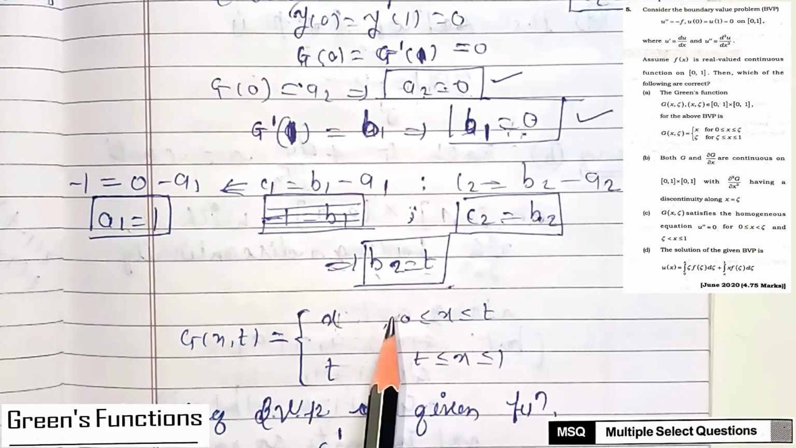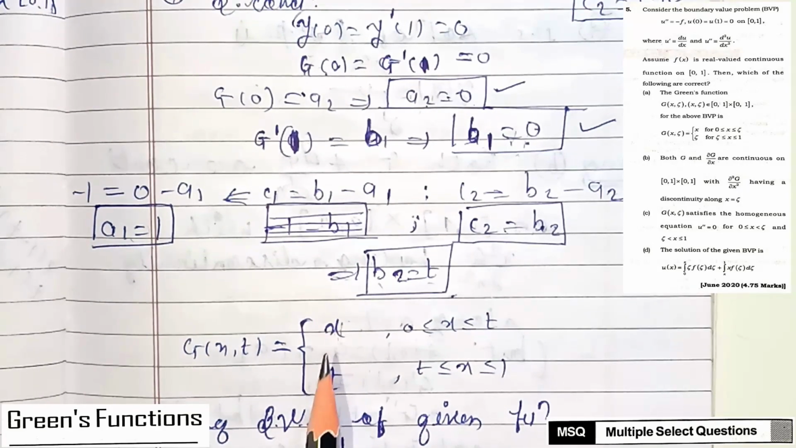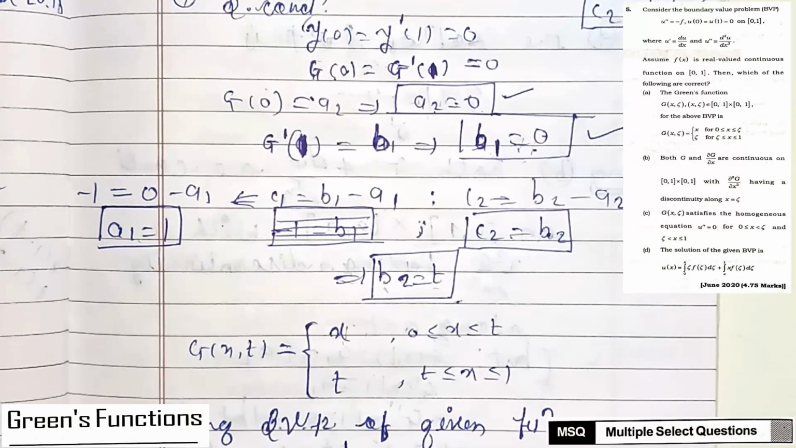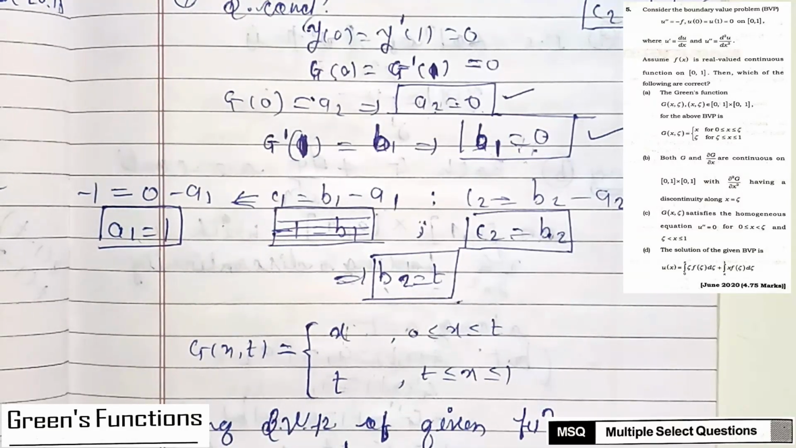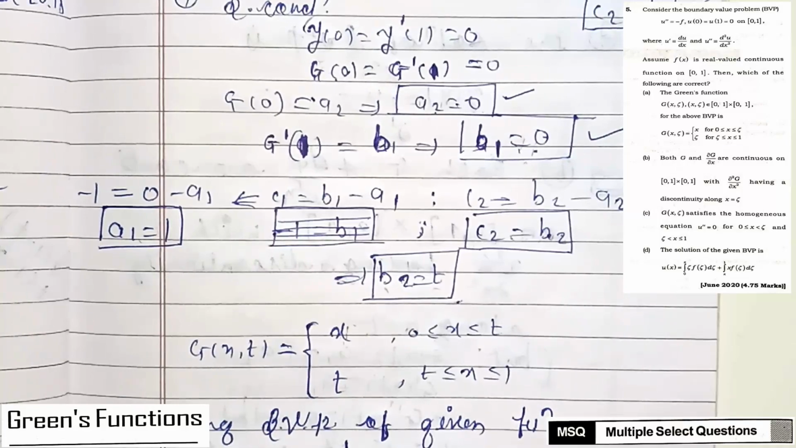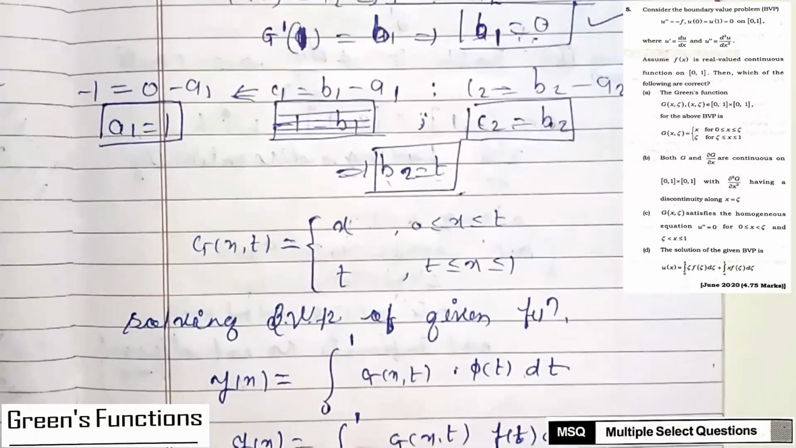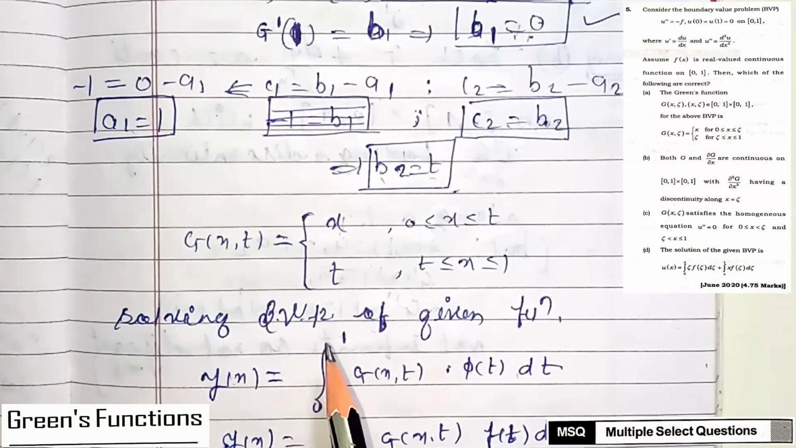I got this here. So it is quite easy, nothing more difficult, we just have to find out the values of the constants a1, a2, b1, b2. After solving this Green's function, we have to move further for the solution of our boundary value problem. As we read earlier, we have to take y of x equal to the integral of g of x, t phi of t dt. This is the integral we have to find for the solution of our boundary value problem.